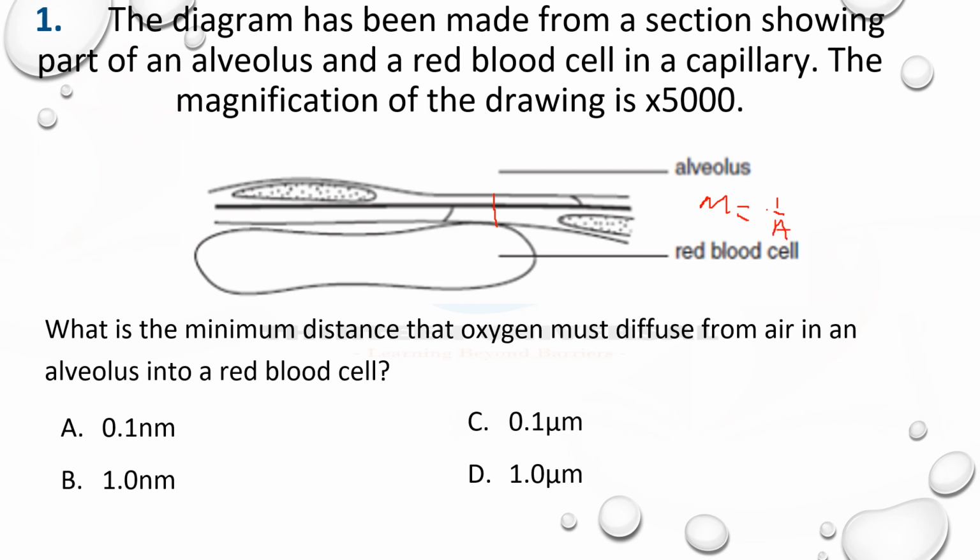So here we're looking for the actual. That means that actual will be equal to what? Actual will be equal to image over magnification. So you have to measure the image. If you put your ruler, now you may not get exactly what it's supposed to be because we're using a different font size here. We got these questions from a Cambridge past question. But you put your ruler here and measure.